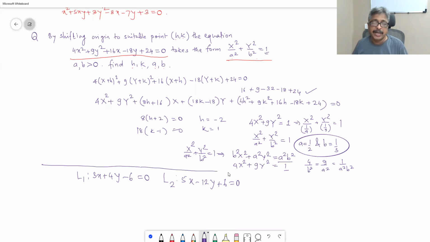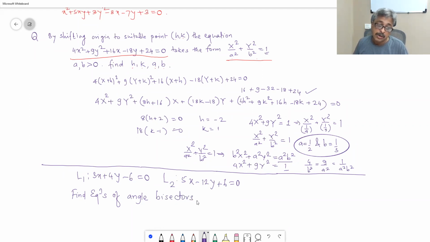Two lines are there in the XOY plane. L1 is 3x plus 4y minus 6 and L2 is 5x minus 12y plus 6, both equal to 0. Find the equations of angle bisectors. Okay, I will wait for 5 minutes. You should try yourself to find out the equations of angle bisectors. Otherwise, I will let you know how to do it.